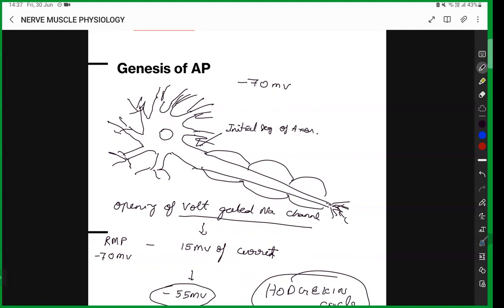Then what happens? This region is unmyelinated, isn't it? This is unmyelinated. At this unmyelinated region, there are around 750 to 1500 per micrometer square.